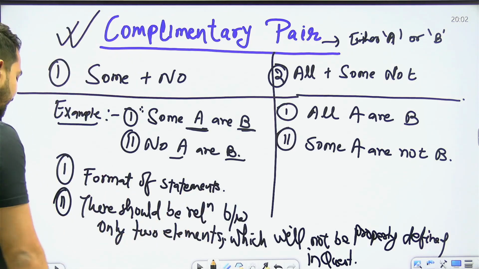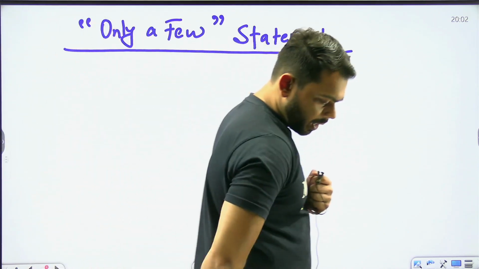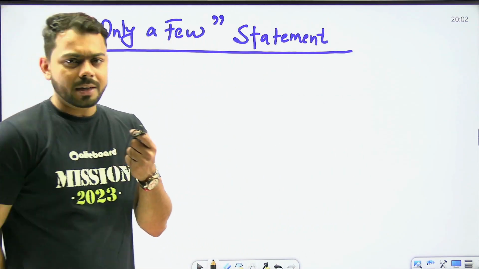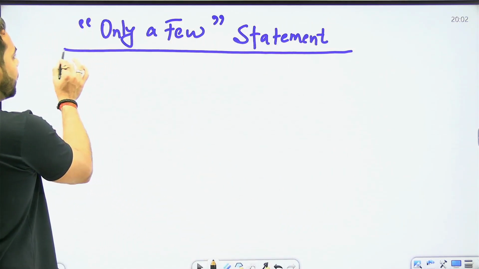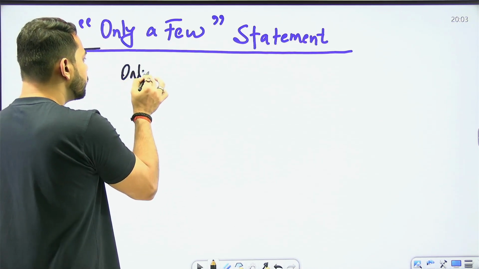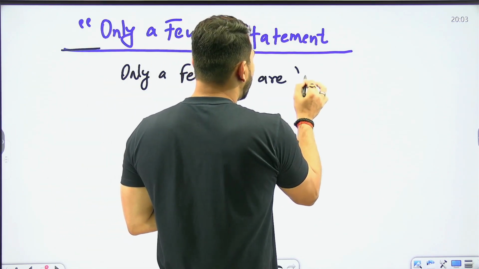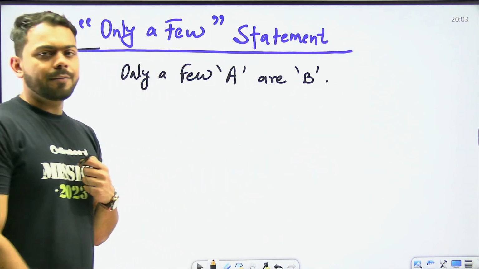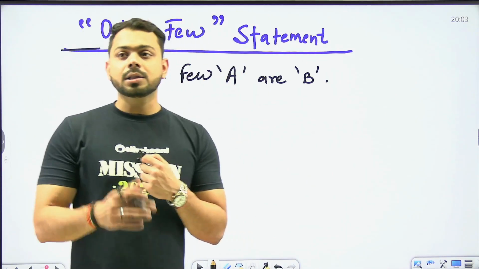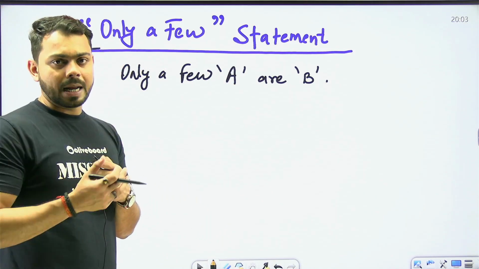So next, we will be talking about "only a few" statements. You must have seen this type of statement in the examination or any mock test. That statement is given in this format: only a few A are B. Now, what does "only a few" mean? What is the concept behind this type of statement?